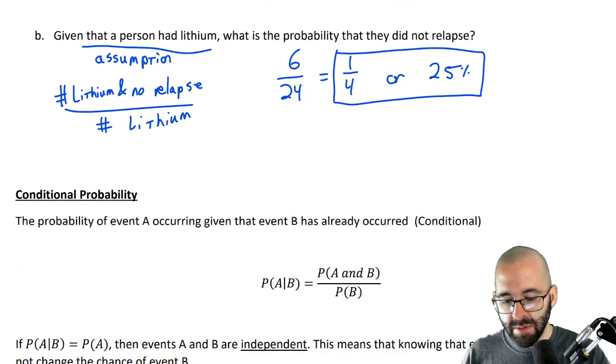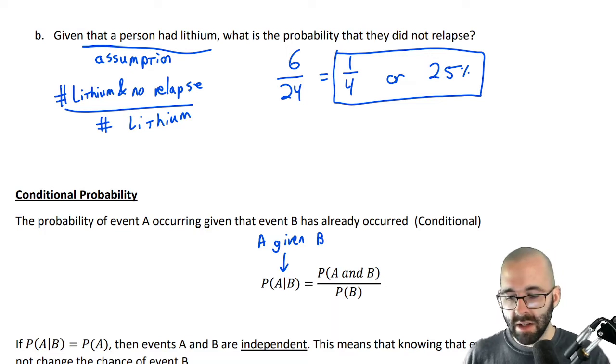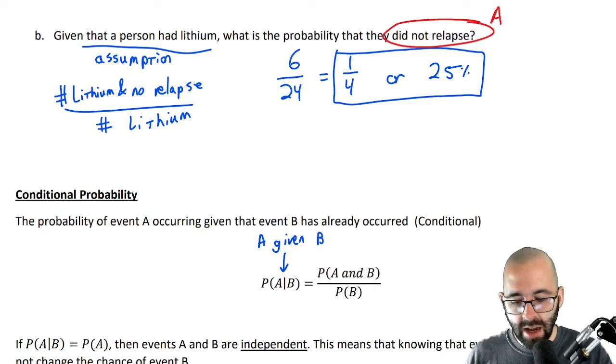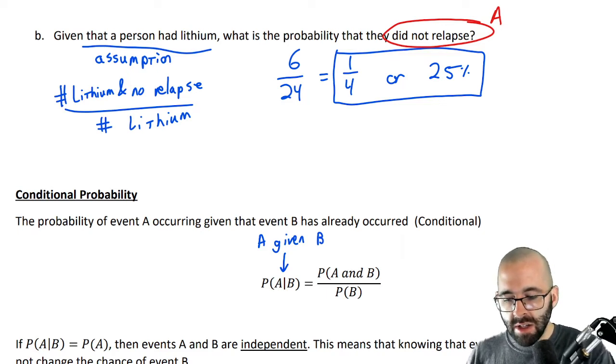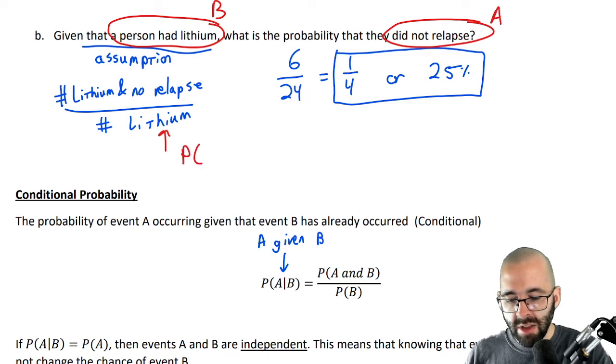And that's conditional probability. So this is our definition right here. This is how we write it. The probability of A given B, where A and B are events. So in the previous example, A is they didn't relapse. We can think of that as event A. And B is the assumption, right? Given that event B has already occurred. So this value right here really is just the probability that they didn't relapse given they took lithium.